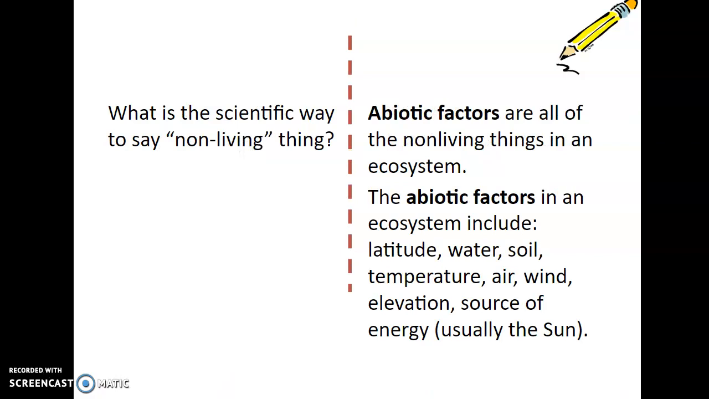So the scientific way to say a non-living thing, since we just talked about the scientific way to say a living thing, is abiotic factors. Abiotic factors are all of the non-living things in an ecosystem. The abiotic factors in an ecosystem could include latitude, water, soil, temperature, air, wind, elevation, and our source of energy, which is usually the sun in our case.